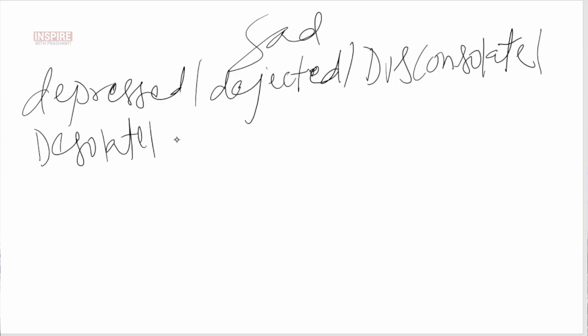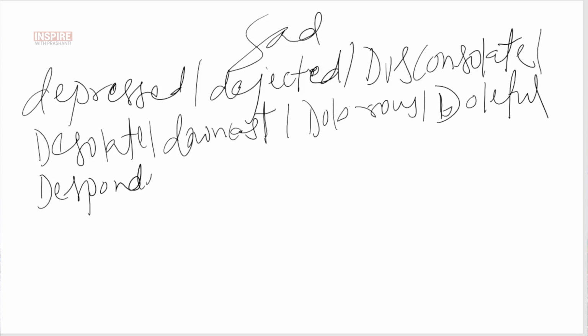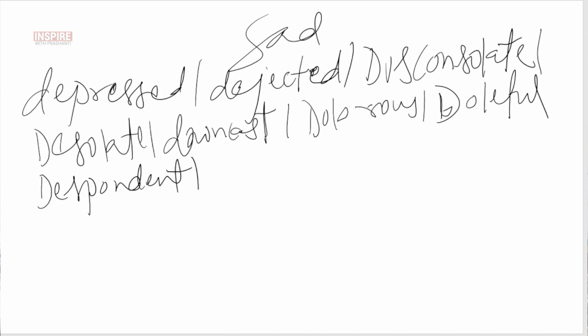desolate, downcast. You're doing words for sad from D. Dolorous, doleful, despondent. Guys, it's easy to do words. Look at the words from D for being sad: despondency, desolation, downcast, dolorous, doleful, disconsolate, despondent. And when you do these words, it's very, very clear that we are trying to do words from D as far as sad is concerned.